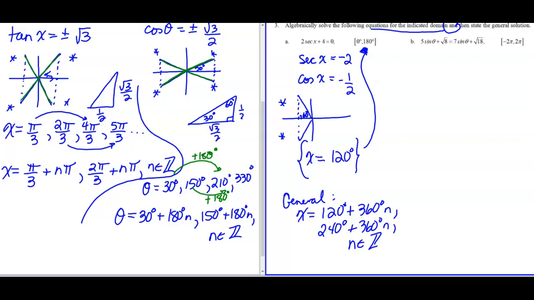And E, isolate sine theta. There's only one type of trig ratio, it's sine. It's not squared. So again, isolate sine theta. Simplify the radicals.